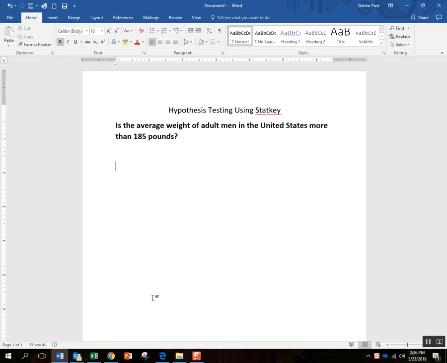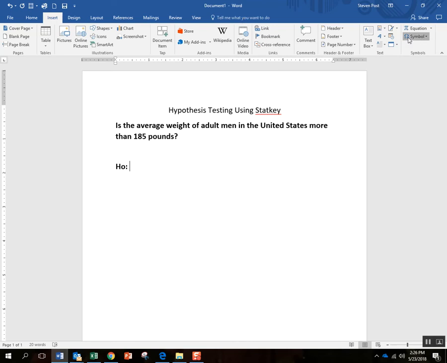So we're comparing two possibilities, the null and the alternative. The null hypothesis is that the mean is 185 pounds. It's not more than. So let's just get the right symbols for that in there. Mu is a symbol for the mean. Mu equals 185. And the alternative hypothesis, so this is what we need evidence before we'd be willing to believe. We need evidence that the mean is greater than 185. So those are the two choices.